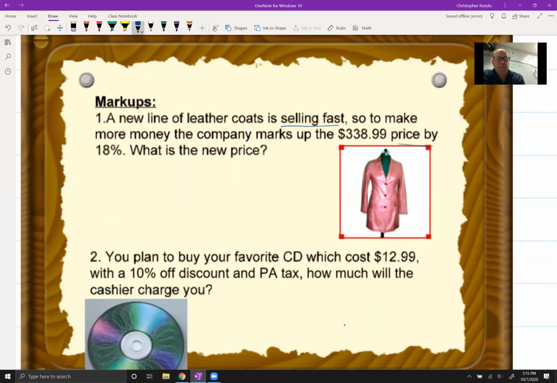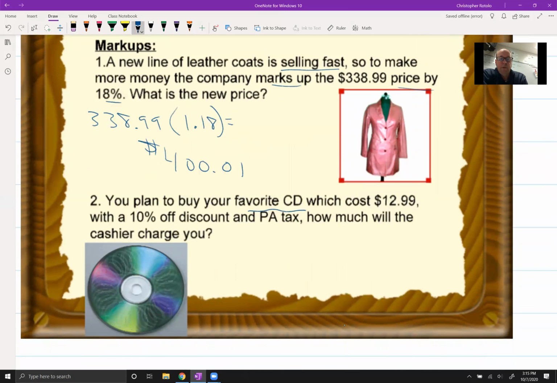Okay, so here's what we're going to do: a new line of leather coats is selling fast, right? Supply and demand. You got to mark that price up. So they're going to mark it up 18%. So I'm not going to do a whole proportion here. Somebody's going to have to pay $338.99, and they're also going to pay 18% of that. So what's the new cost of this pink leather jacket? It's $400.01. Okay, so that's our 18% markup.